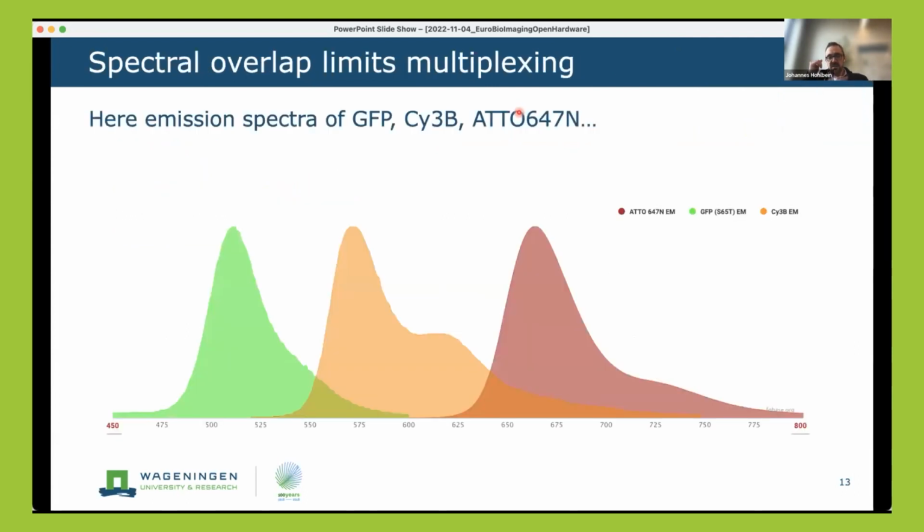So what's the idea there? Here I show you the detail of the emission spectra of green fluorescent protein and 2 dyes.